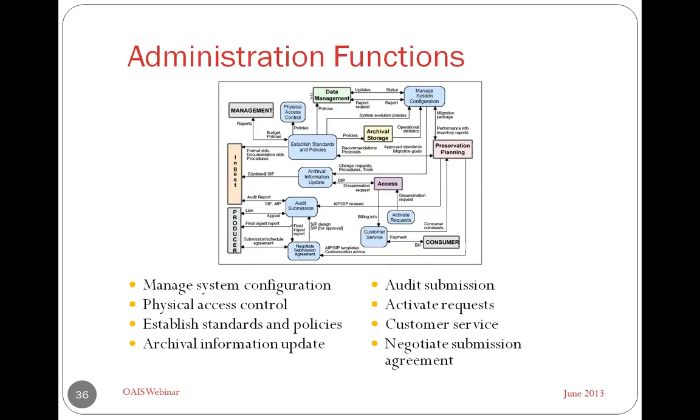Administrative functions are responsible for the overall operation of the archive system and manage system configuration and control physical access to the system. Other administrative functions include establishing standards and policies, conducting archival information updates, submitting audits, and activating requests. Customer service and negotiating submission agreements are also administrative functions. The administrative functions are how the OAIS is managed. So you think about how are those functions going to be coordinated over time.